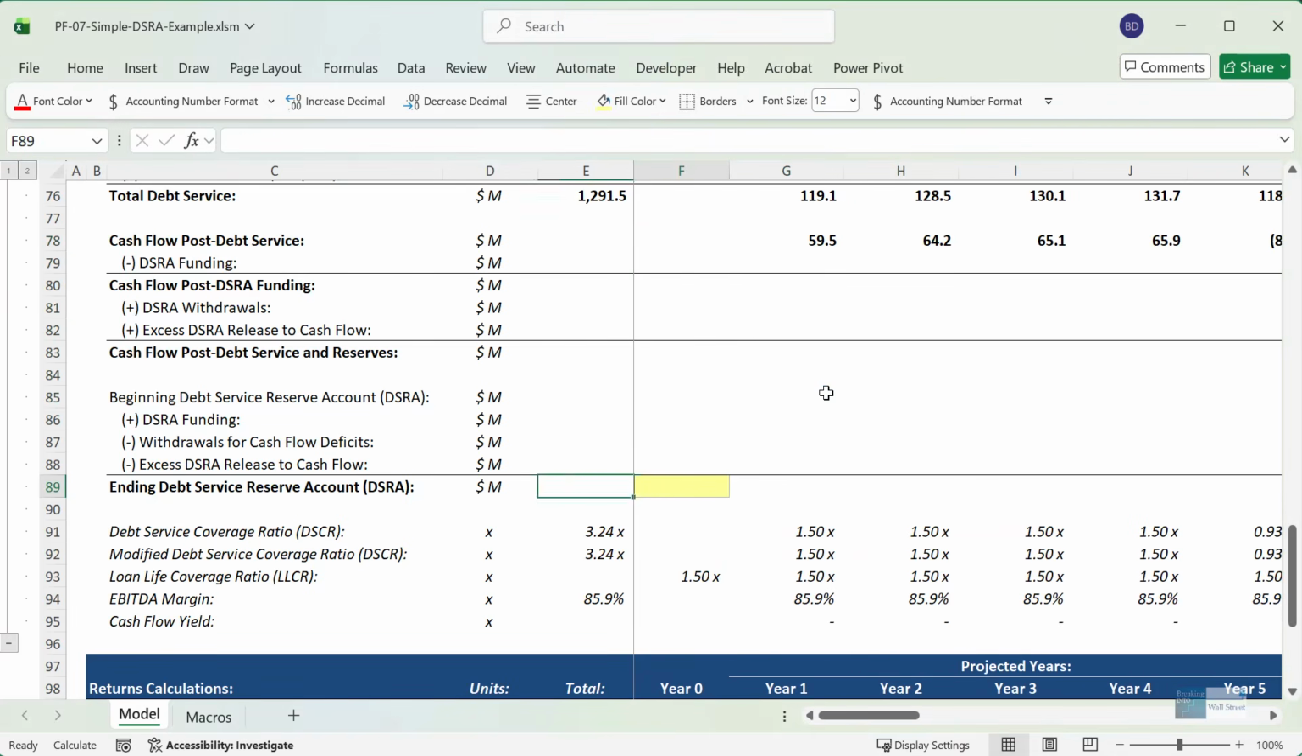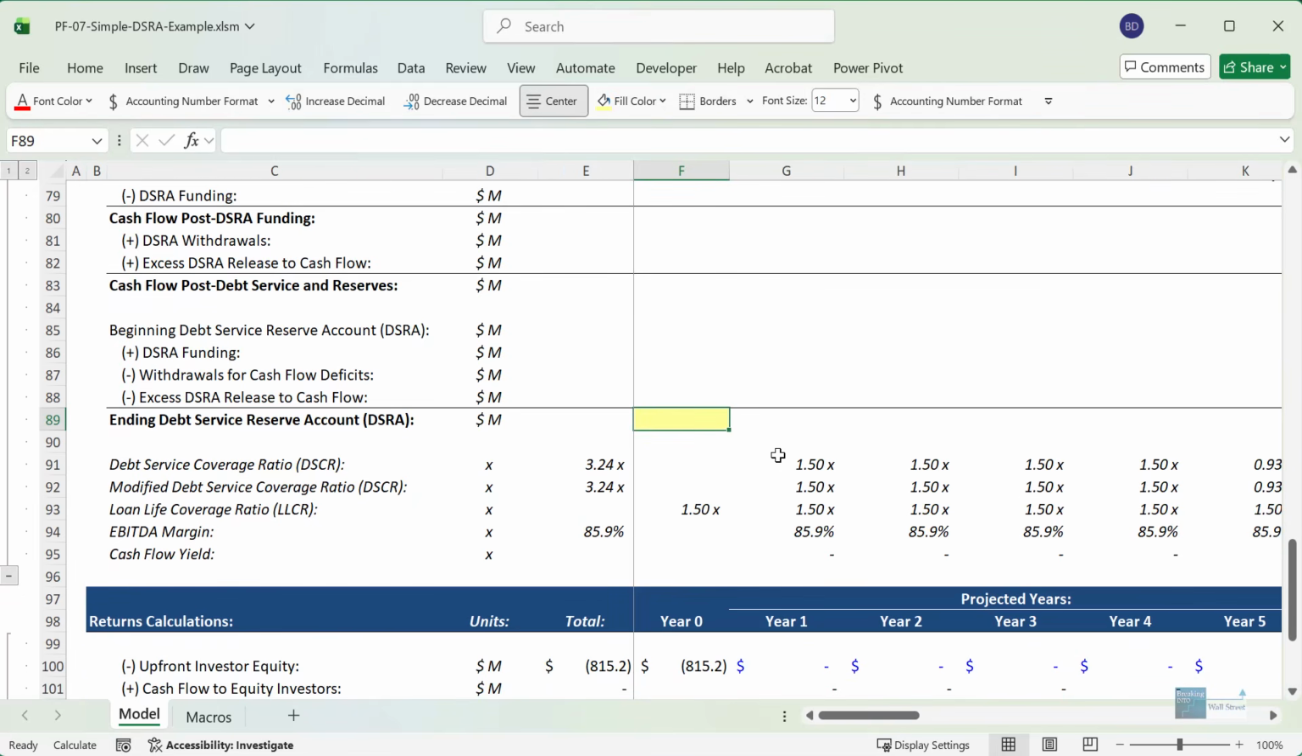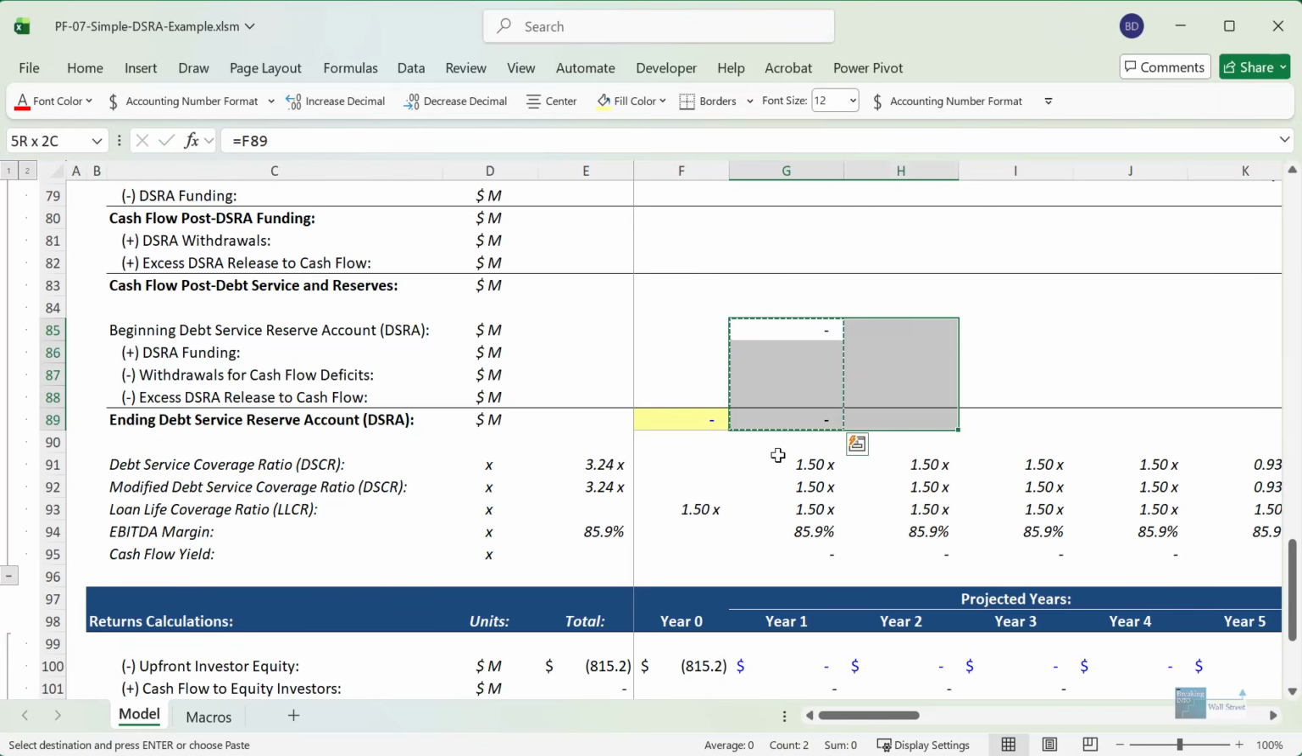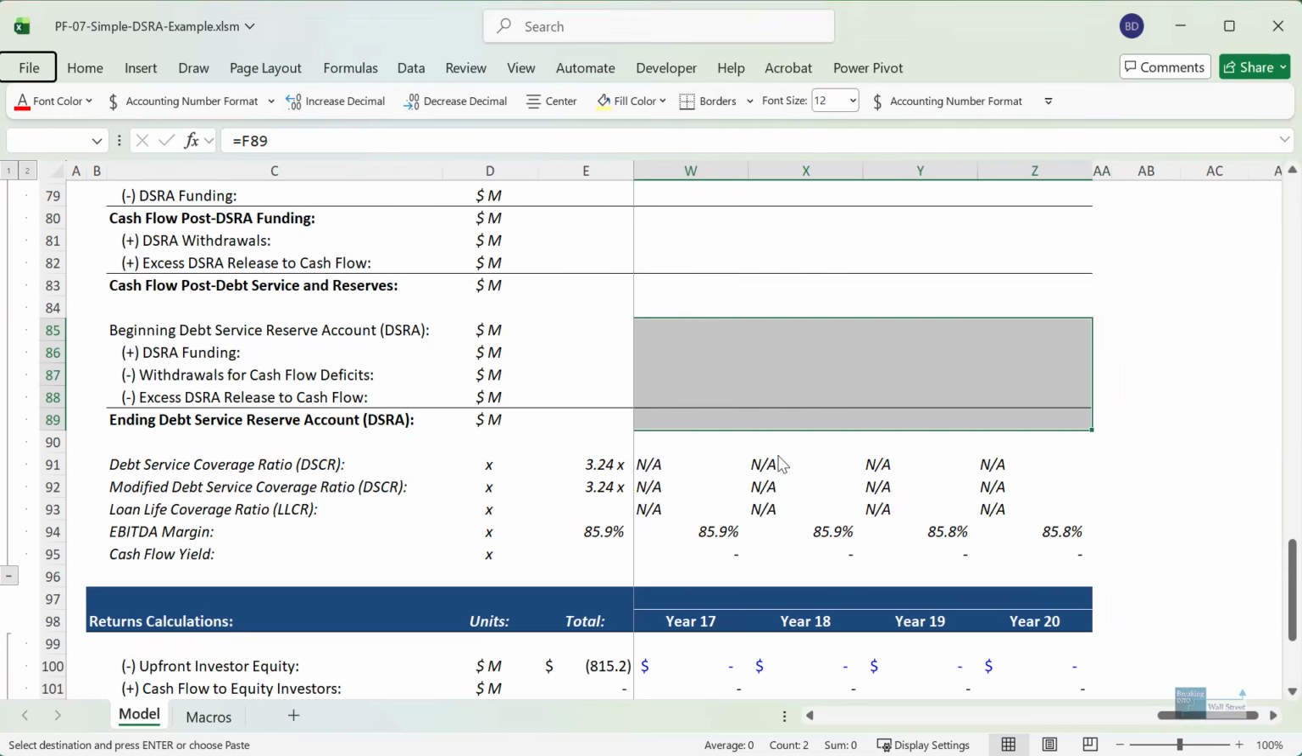Next, we need to start setting up the debt service reserve account. And we'll assume that it starts at 0 in the very beginning here. And then in each period after that, the beginning DSRA equals the ending DSRA from the previous period. And then we'll sum this up. And I can copy this across for now, but it's a little bit pointless without the rest of the formulas in place.